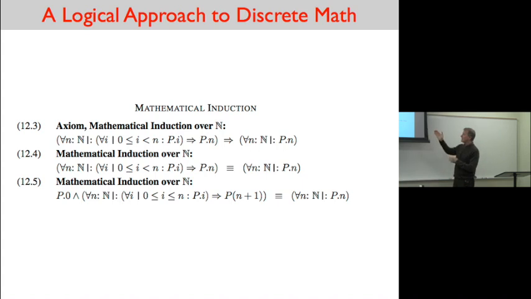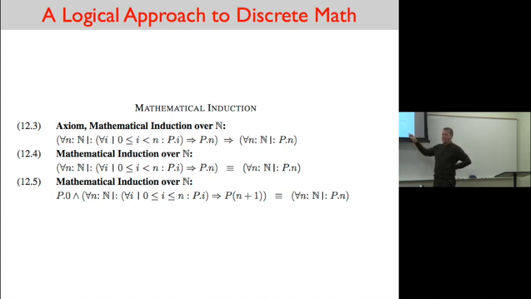Now, what we have here is our one axiom and two theorems. 12.3 is the fundamental mathematical induction axiom. And it's mathematical induction over n. And then 12.4 is mathematical induction over the natural numbers. And 12.5 is a different mathematical induction over the natural numbers. Now, so let's take a look at these.